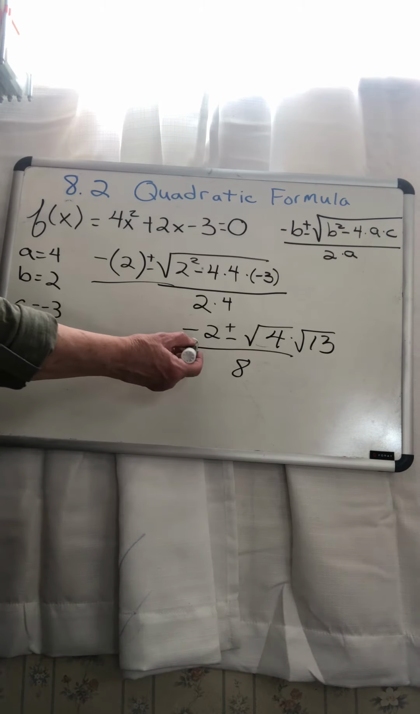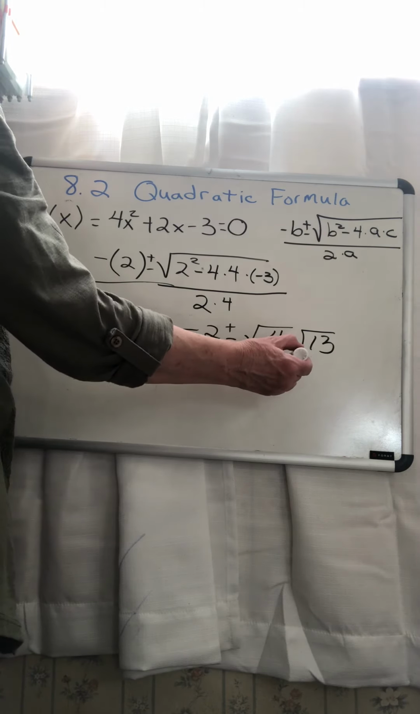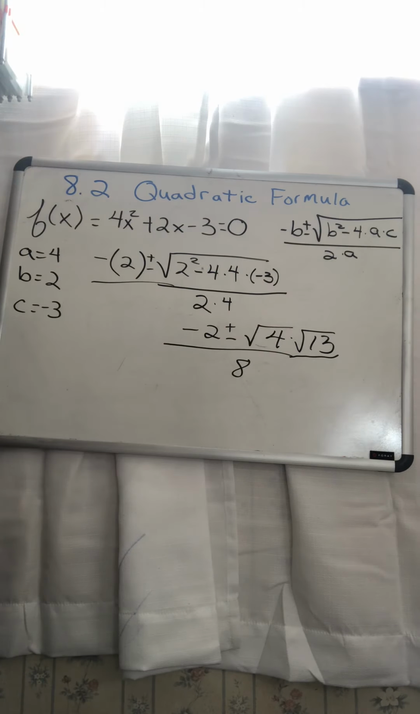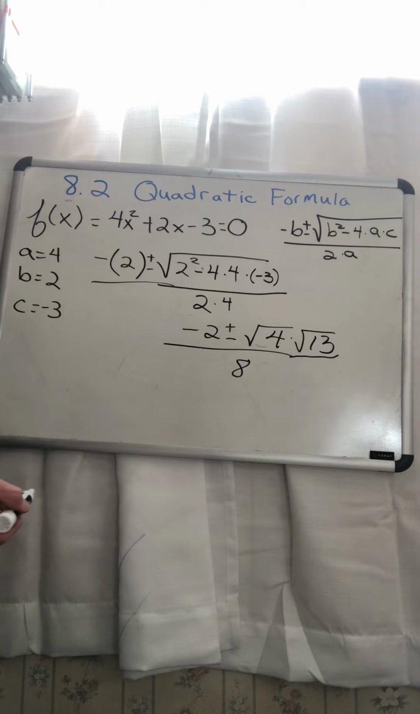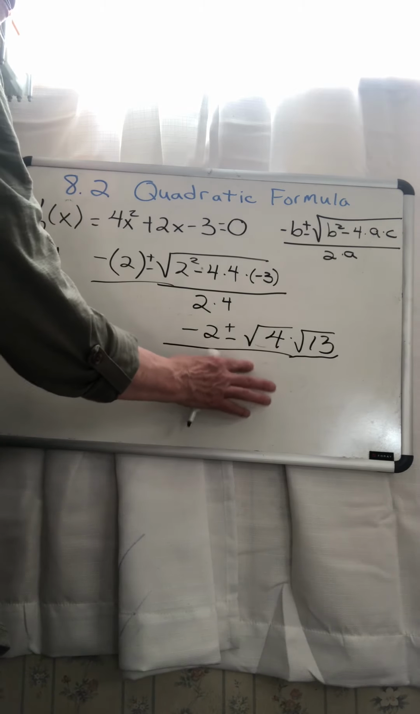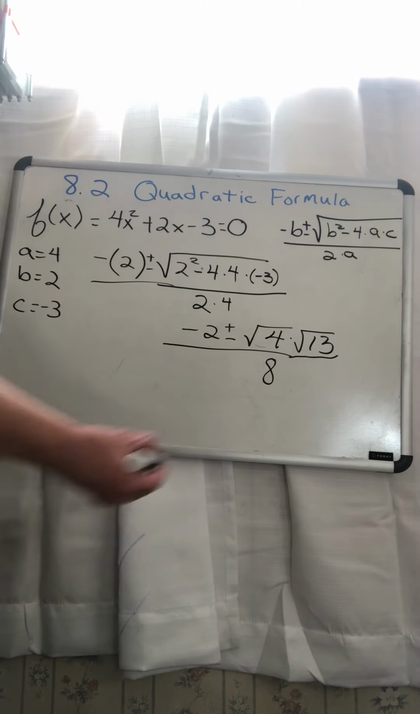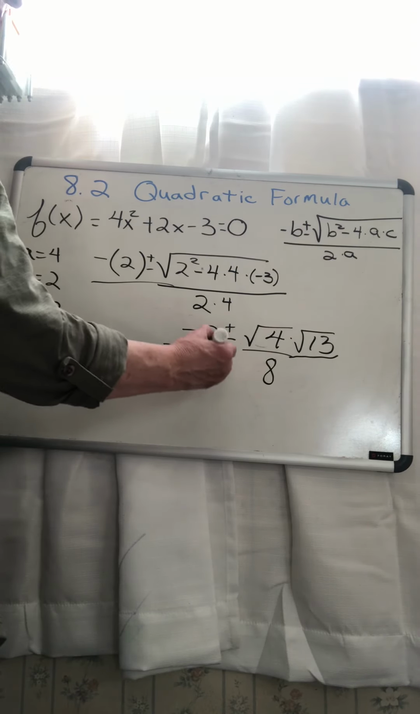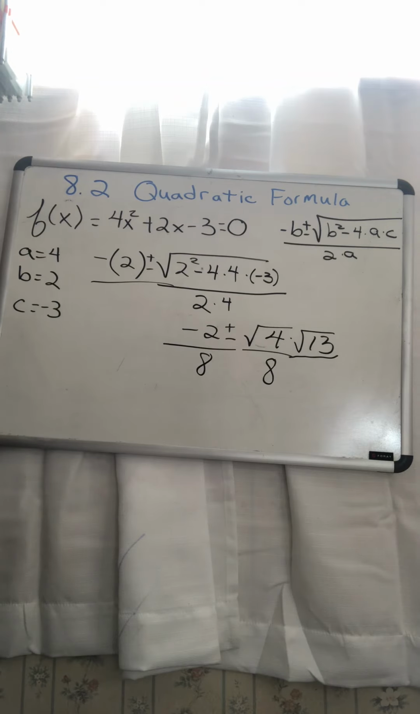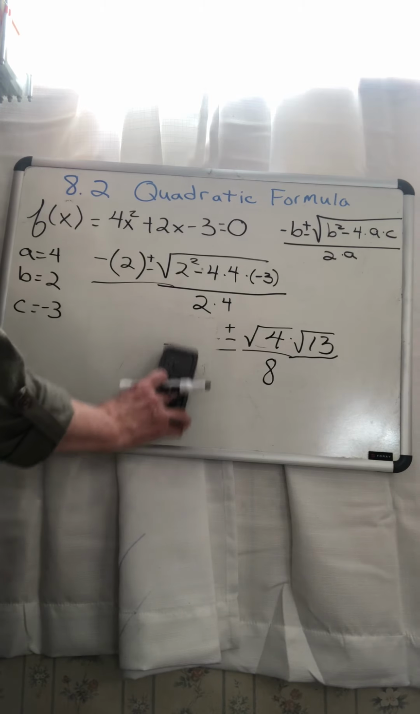Okay, so we have a negative 2 plus or minus the square root of 4 times 13 divided by 8. The next thing we really should do would be to simplify this negative 2 and this 8. This 8 is the denominator for the square root of 4 and the square root of 13, but we can separate that so that it's also a negative 2 over 8. So let's go ahead and do that. A negative 2 and 8 would simplify to a negative 1/4.